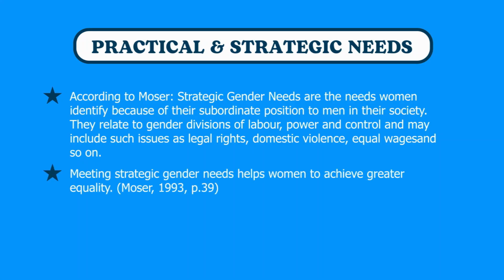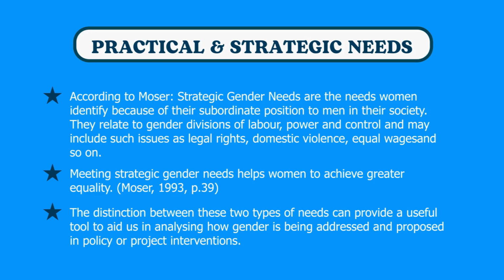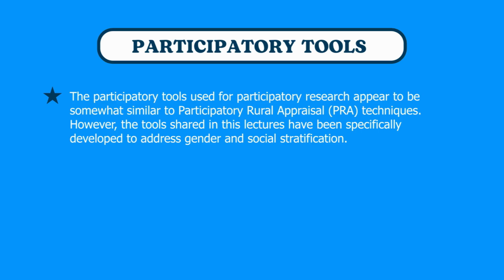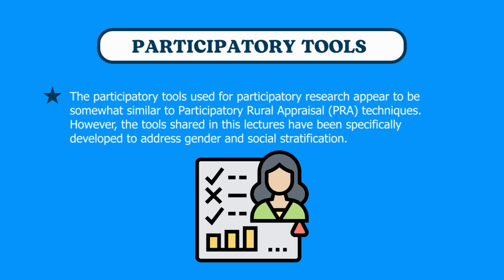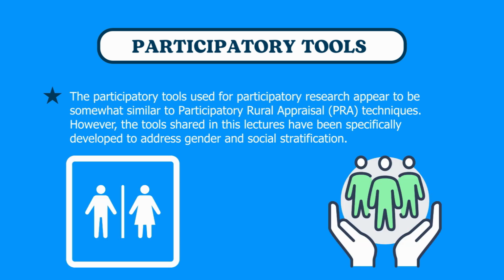So meeting strategic gender needs helps women to achieve greater equality. The distinction between these two types of needs can provide a useful tool to aid us in analyzing how gender is being addressed and proposed in policy or the project intervention. Now, it's important to understand again the terminology of participatory tools. The participatory research appeared to be somewhat similar to participatory rural appraisal, PRA, techniques. However, the tools shared in these lectures have been specifically developed to address gender and social stratification.